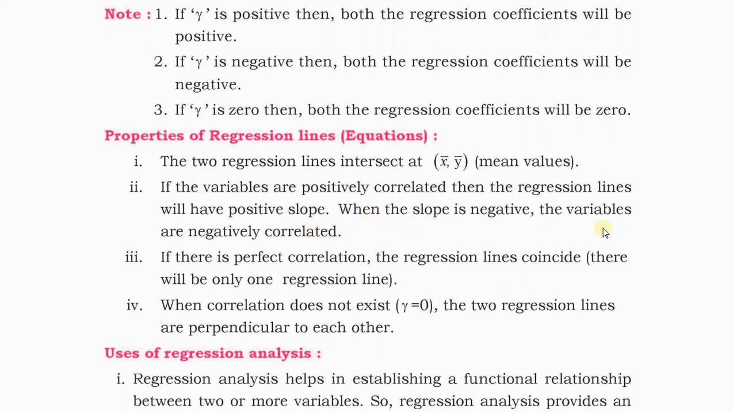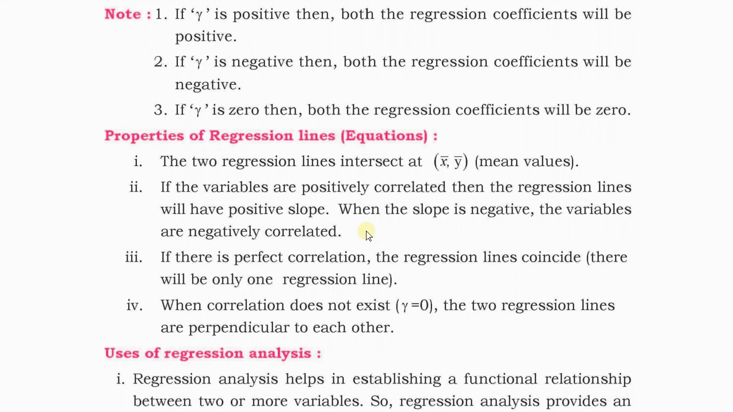If variables are positively correlated, then the regression lines will have a positive slope. When the slope is negative, the variables are negatively correlated. Positive slope means from bottom left to upper right corner. If the direction of the lines is like this for both lines, it means there is a positive correlation between them. If the lines go from the top left corner to the bottom right corner, that means x and y are negatively correlated.